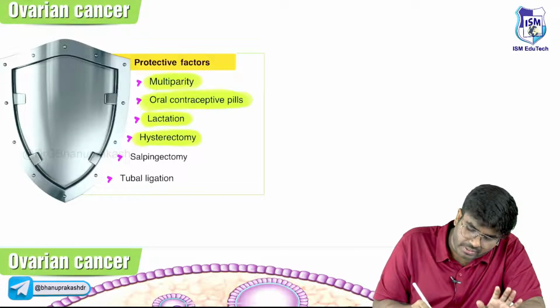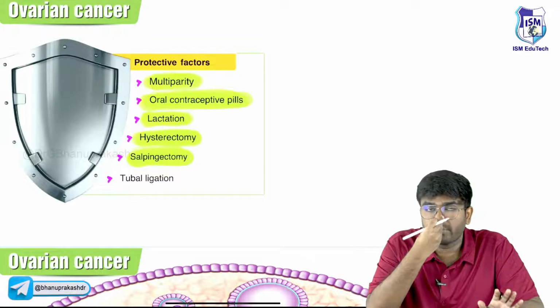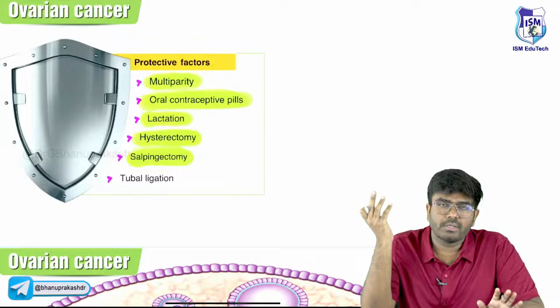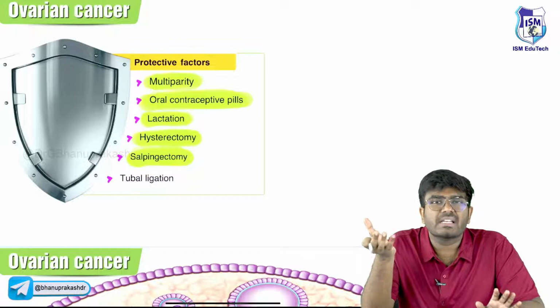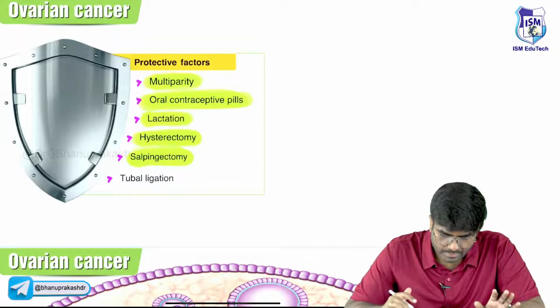Okay, you have done the hysterectomy, salpingectomy. You have removed the uterus, along with the ovaries also, for example. There is no chance that she can get cancer, right? So simple, as simple as that.